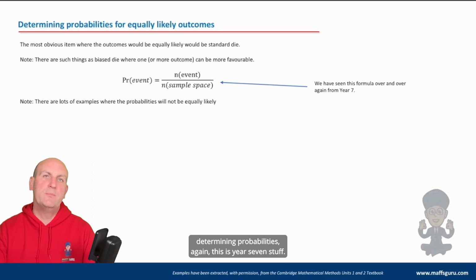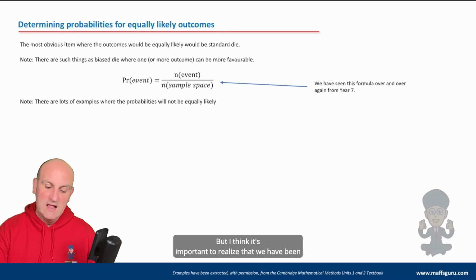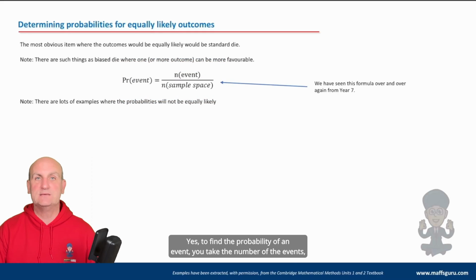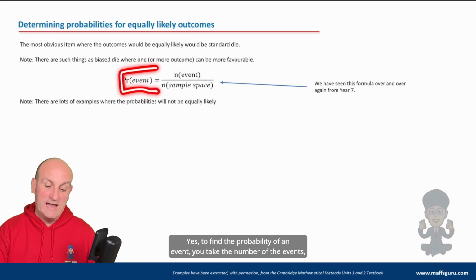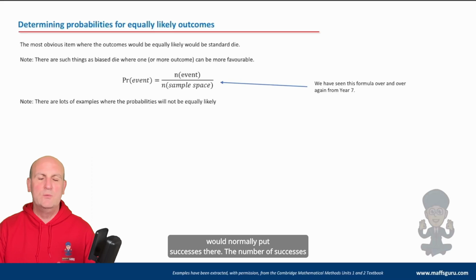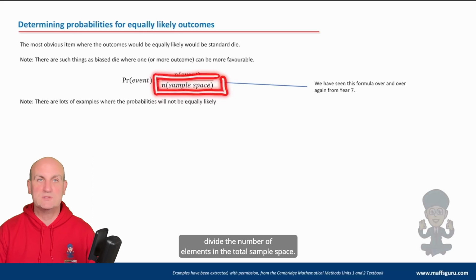Now, determining probabilities, again, this is year 7 stuff, but I think it's important to realize that we have been using this formula over and over and over again. Yes, that to find the probability of an event, you take the number of the event, so the number of things that are successes, and I would normally put successes there. The number of successes divided by the number of elements in the total sample space, right?